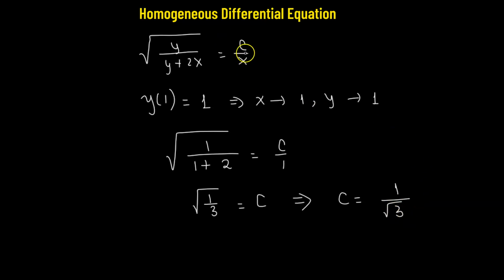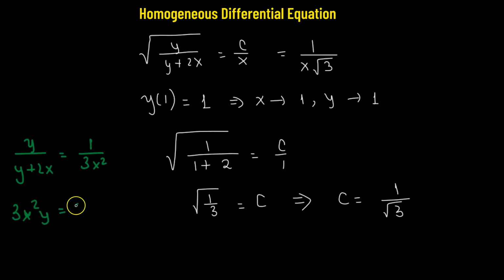So let's substitute this value here. So this will be 1 over x times square root of 3. What we can do is square both sides to get rid of the square root. So our final answer will be y over y plus 2x equals 1 over 3x squared. Or we can write it as 3x squared y equals y plus 2x, which is going to be the required solution.